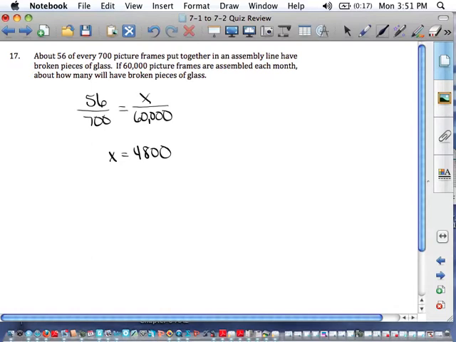Again, the quiz is tomorrow. Questions will be very similar to this review. Take a few minutes and review the worksheet, and I'll see you tomorrow.